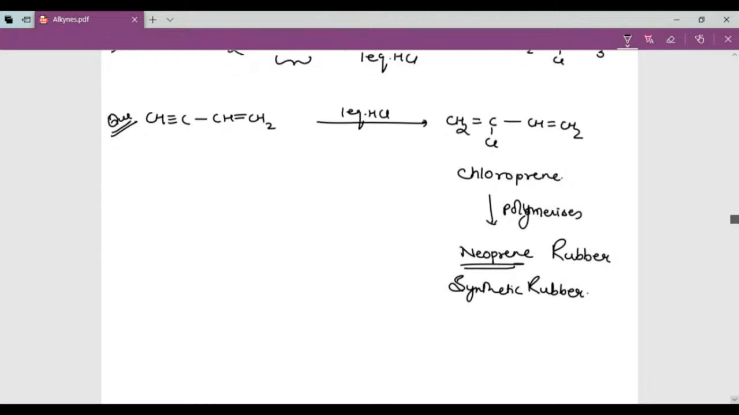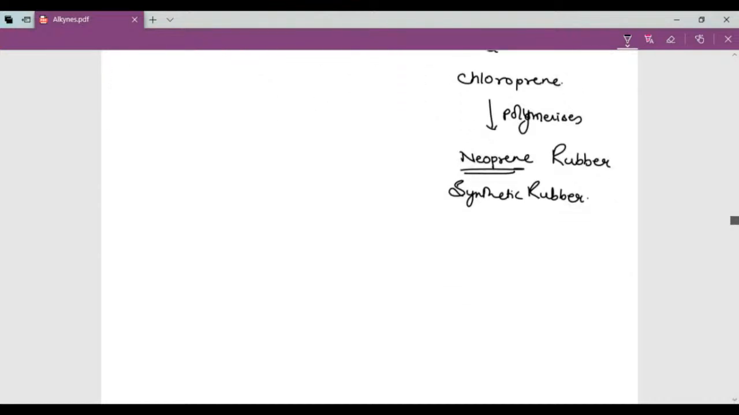Okay, when to attack where. And one more important point, allenes, CH2 double bond C double bond CH2. If this is said to add one equivalent of HCl, you might want to do this.